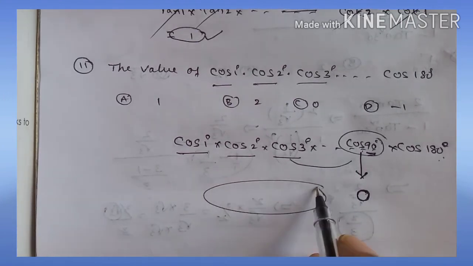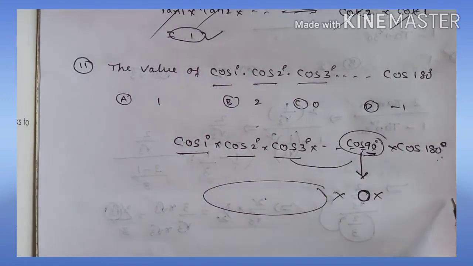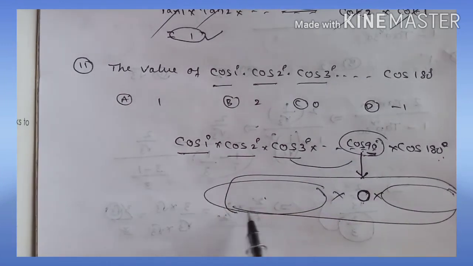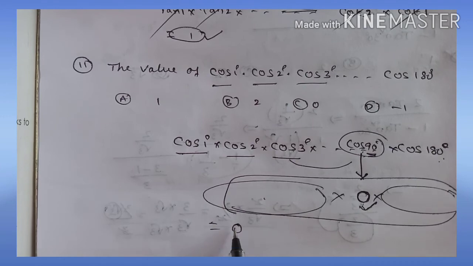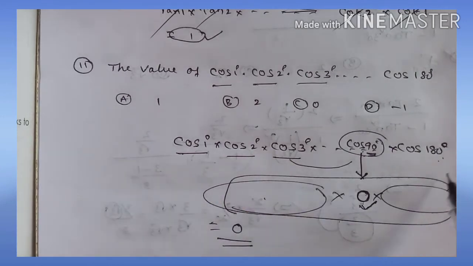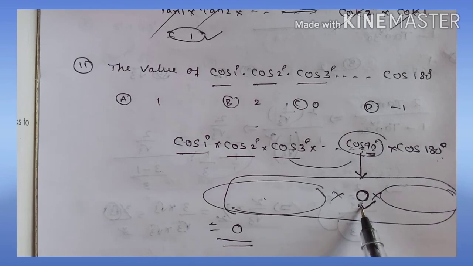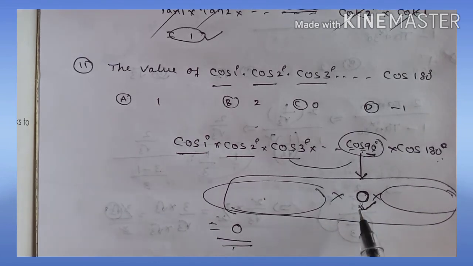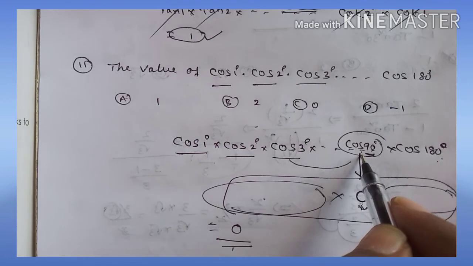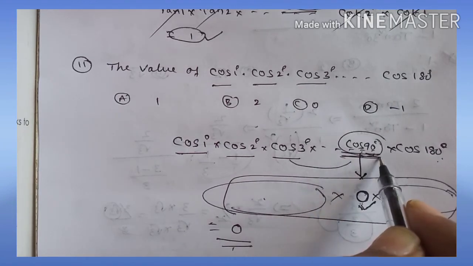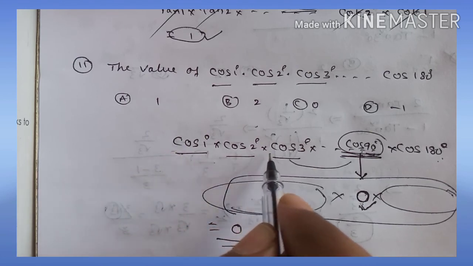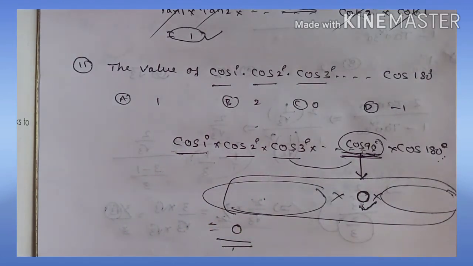So any values which are left side of a 0, some are right side of a 0, any values which are multiplied with 0, the value finally becomes 0, because all the values are multiplied with value 0, then result is equal to 0. Why did you get 0 here? Cos 90 value 0. How did we get cos 90 here? In the given cos 1, 2, 3 and so on up to 180, definitely cos 90 will also be in the middle of the terms. So cos 90 value 0, so it's multiplied with any value and gets 0. So option C is correct.